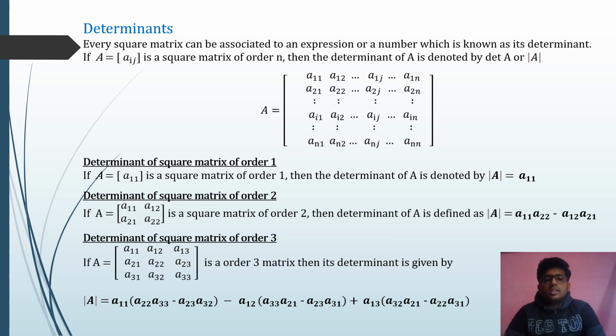But when it is a 2 cross 2 matrix, then the determinant is the cross multiplication, means A11 into A22 minus A12 A21. And when the order is 3, there is a formula. This formula is similar to the area of a triangle formula. After this you can see how to find the area of a triangle by using determinants.